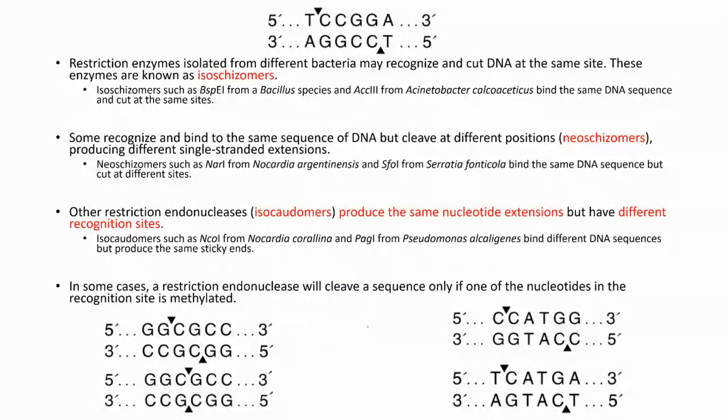The restriction enzymes also have different classifications. If they are isolated from different bacteria and they recognize and cut the same DNA sequence in the same way, we call these enzymes isoschizomers. For example, BspEI and AccIII both recognize the sequence TCCGGA, and then they will cut here. So these 2 enzymes, BspEI and AccIII, are isoschizomers.